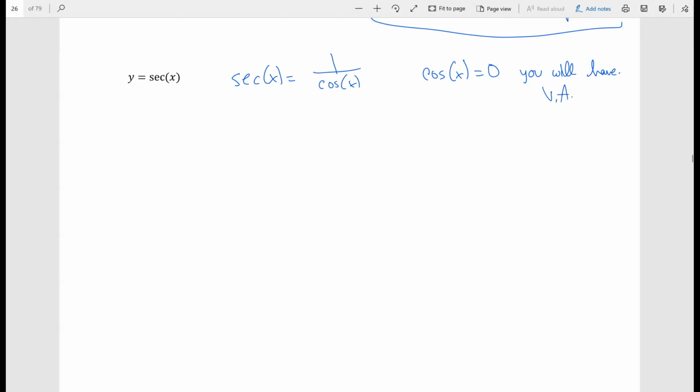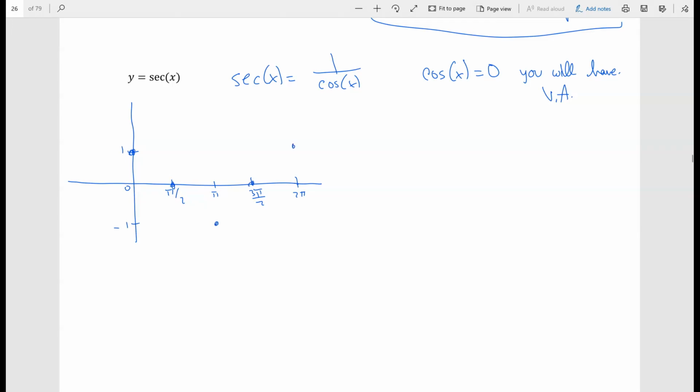So I'm going to write VA for vertical asymptotes. Okay, so what you're going to do is let's start off by graphing the cosine curve. Okay, so the cosine curve, remember it starts at 0, then pi over 2, then pi, 3 pi over 2, and then 2 pi. And then remember with the cosine, you are always going to start at 1. Okay, so 1, 0, negative 1, 0, 1.